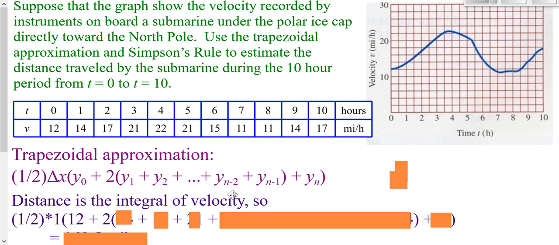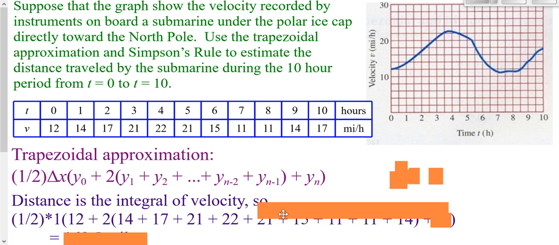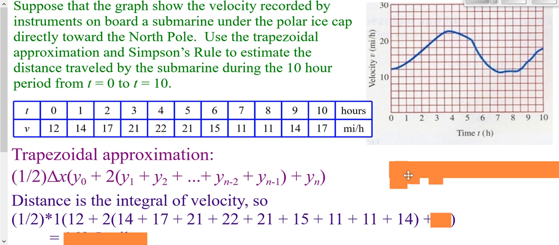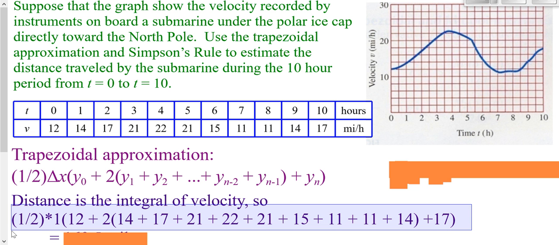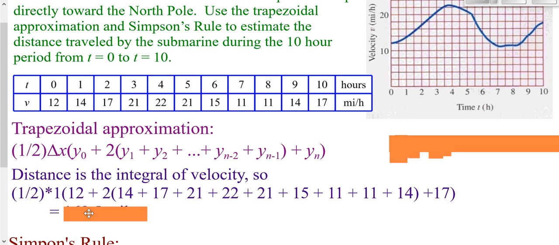And then you have to double all your other heights. So you're going to have to double your 14, double your 17, double your 21, and keep doing that, doubling all your heights, except remember your last height you don't include in the doubling, you just take it as is. And then I would go ahead and type this into my calculator all in one line, and we would get approximately 160.5 miles. That would be a pretty good approximation.